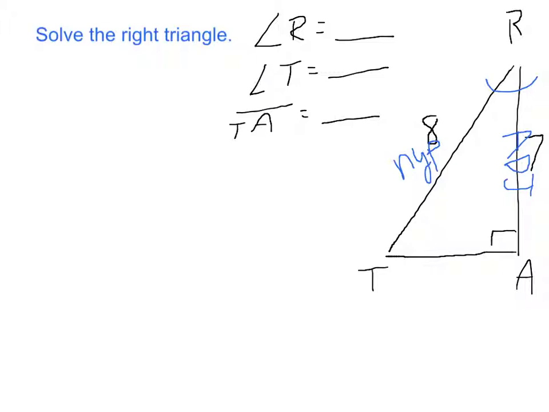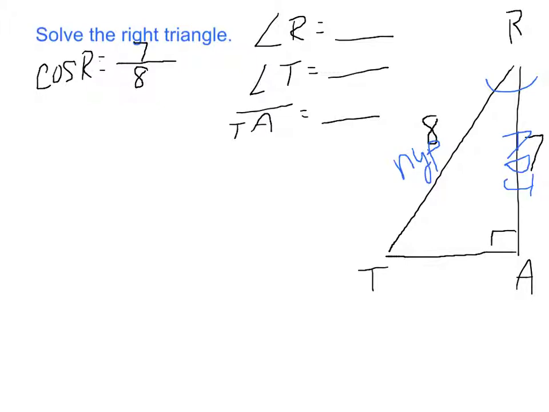So I'm going to set up my trig ratio. Cosine of angle R is equal to the adjacent over the hypotenuse, so 7 over 8. Now to get angle R by itself and get rid of the cosine, what I have to use is the inverse cosine. So just like subtraction is the inverse of addition, when you're solving an equation, if I had 6 plus x equals 9, I would subtract 6 from both sides because 6 is being added to the variable.